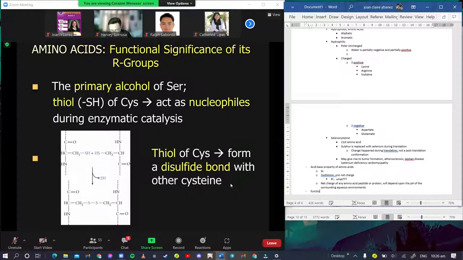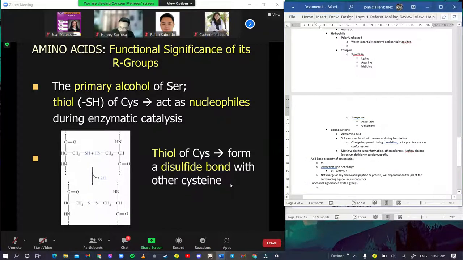Now, all of this is in Harper, okay? So the primary alcohol of serine and the thiol group of cysteine can act as a nucleophile. Is a nucleophile electron rich or electron poor? Electron rich. An electrophile is looking for or loving electrons, so an electrophile is electron poor, while a nucleophile is electron rich.